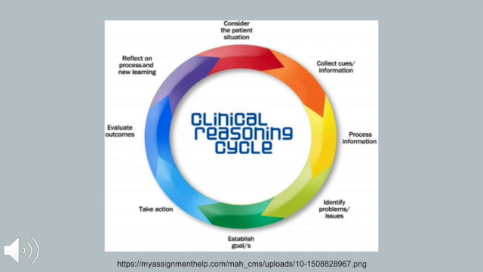Clinical reasoning is relevant when providing healthcare in relation to psychosis and can assist with developing patient-centered care. To assist with that, we can use a clinical reasoning cycle. There are 8 steps. Step 1 is to consider the patient's situation. Step 2 is to collect cues. Step 3 is to process information. Step 4 is to identify problems or issues. Step 5 is to establish goals. Step 6 is to take action. Step 7 is to evaluate outcomes. Step 8 is to reflect on the process.